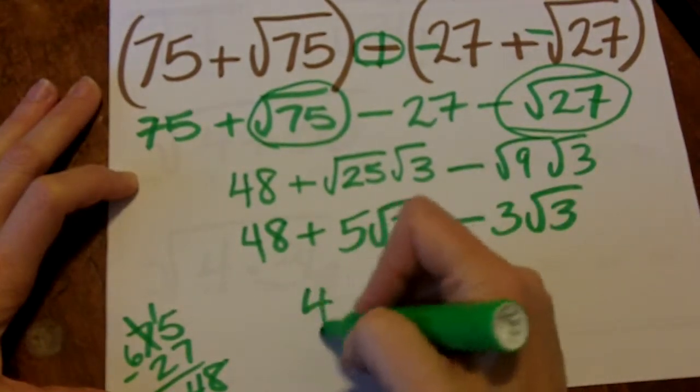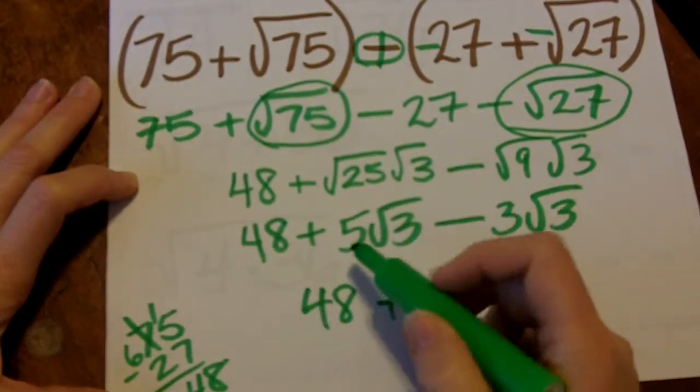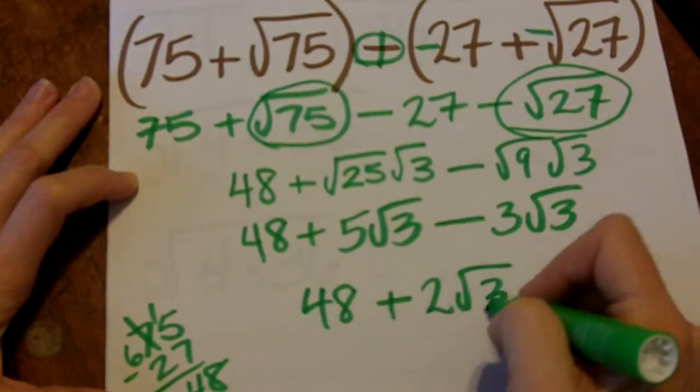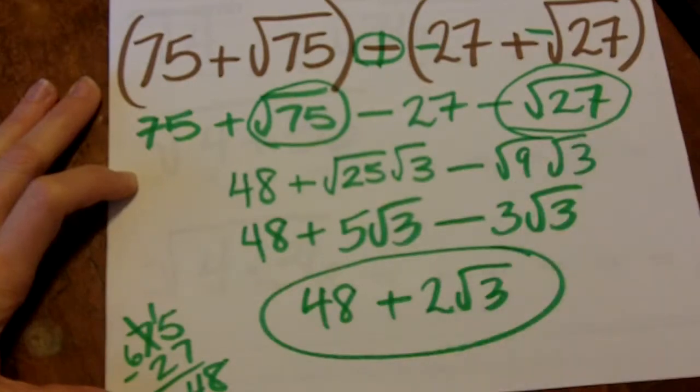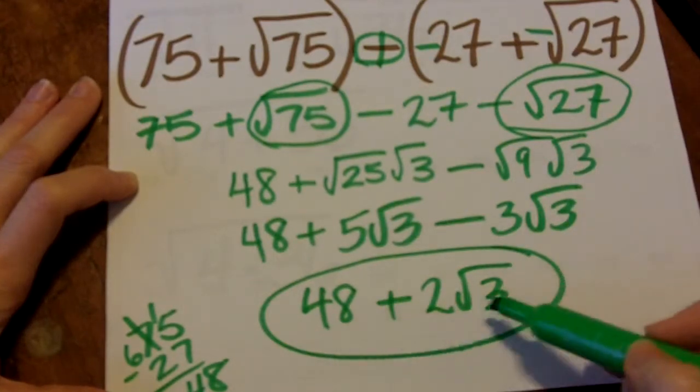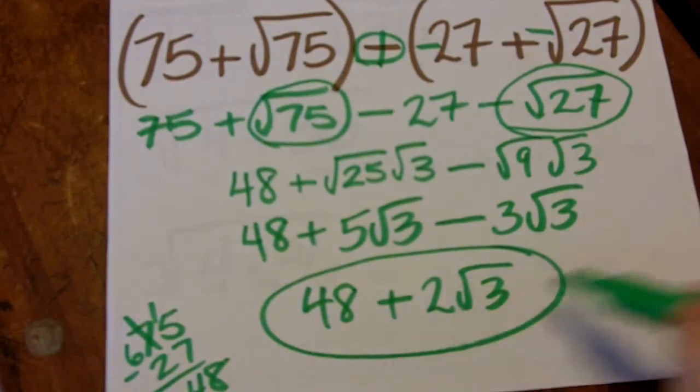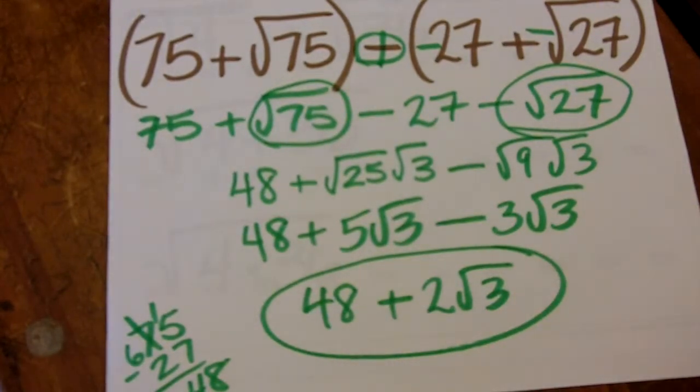And now I have that 48 plus, and I have 5 square roots of 3 minus 3 square roots of 3, or 2 square roots of 3. And of course, this does not have a matching radical or a matching square root. And so that's as far as my simplification can go.